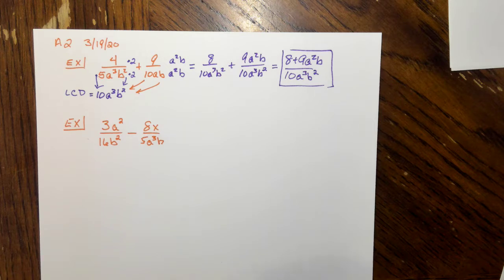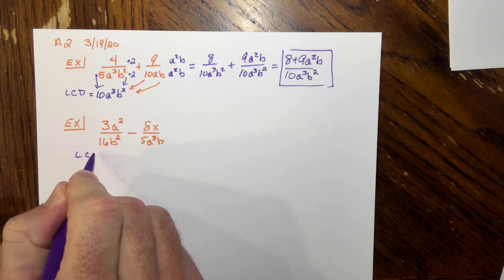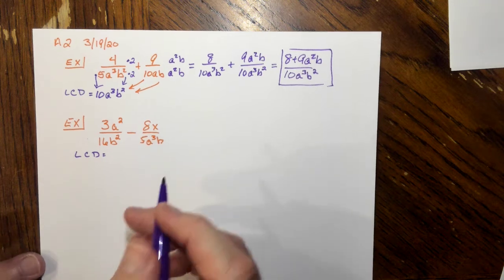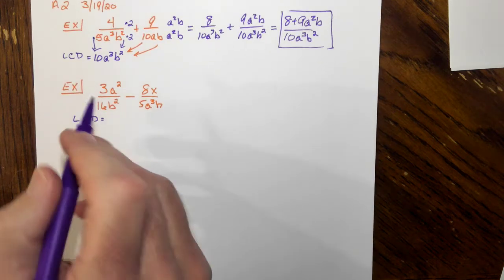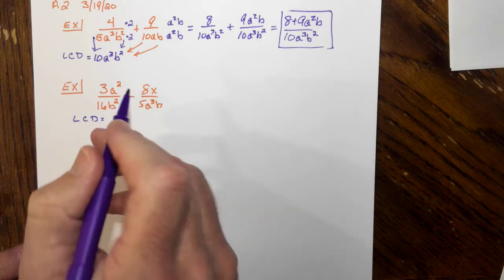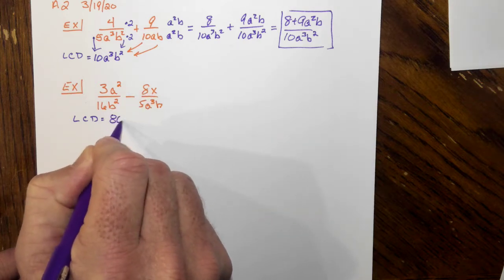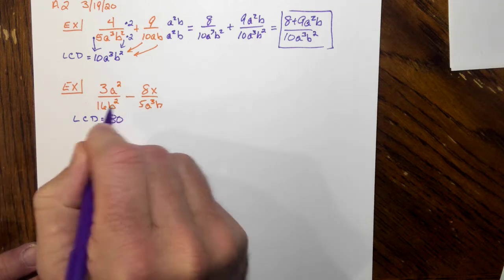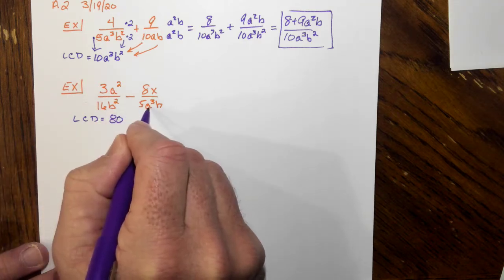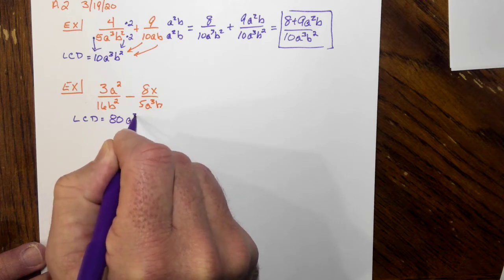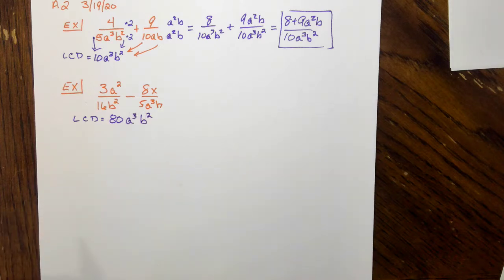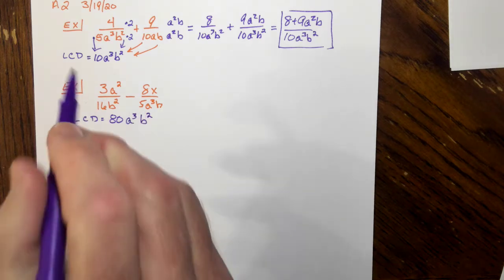So let's go. What we're going to do for an LCD, we need something that 5 goes into, we need something that 16 goes into. As we break all that down, you go 2 to the 4th times 5, it's going to be 80. And then we look, what do we need in terms of denominator? Well, highest power of each variable. There's an a to the third, b squared and b. That's what we need. So let's get there.